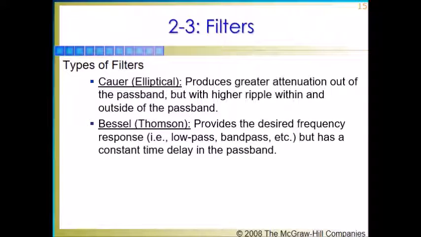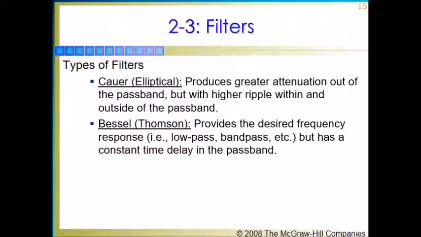Bessel or Thomson filters. Bessel circuits provide the desired frequency response but have a constant time delay in the passband. Bessel filters have what is known as a flat group delay. As the signal frequency varies in the passband, the phase shift or time delay it introduces is constant. In some applications, constant group delay is necessary to prevent distortion of the signals in the passband due to varying phase shifts in the frequency.